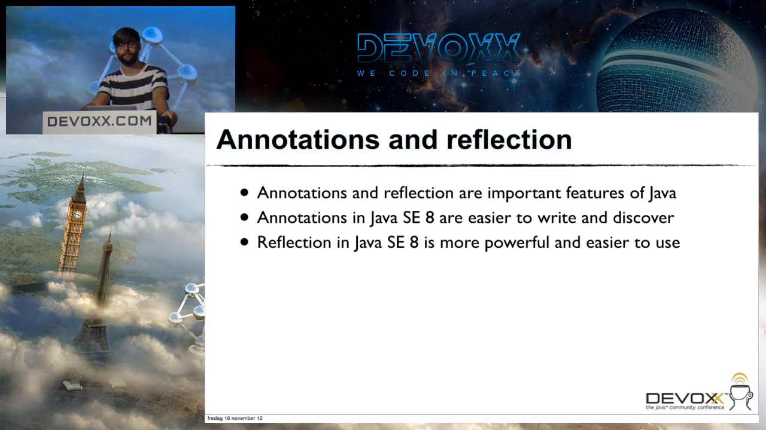Annotations and reflection. Annotations are a big feature of Java. And in Java SE 8, we are going to make annotations easier to write and discover. And also, we want to make reflection more powerful and easier to use.